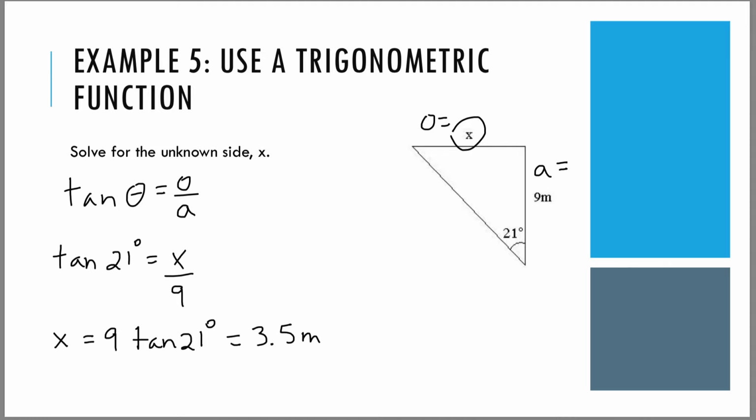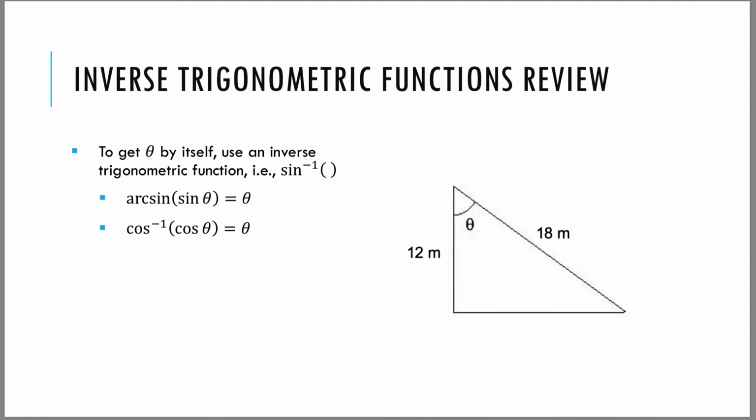Let's do one final example. And this is looking at the inverse trig functions. Sometimes you have to get theta by itself. So if you know the sine of theta, then you can take the inverse sine, or the arc sine, of sine of theta to get theta by itself. So you can see that this inverse sine, also known as arc sine, gets rid of sine, and you're left with just theta. Likewise, you can use inverse cosine to get rid of cosine. You see you're left with theta. You can use inverse tangent to get rid of tangent.